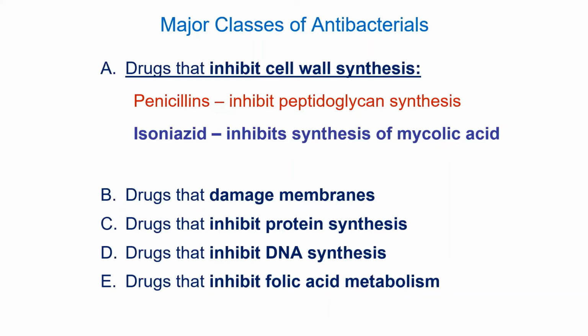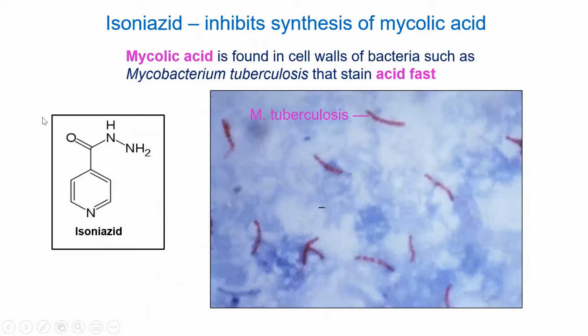The other group I want to talk about is isoniazid, and this is used for treating tuberculosis. So back to tuberculosis, remember tuberculosis has those unique acid fast cell walls, and we had that mycolic acid stuff.